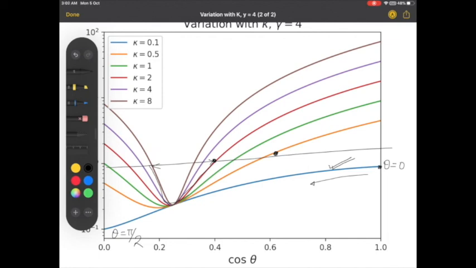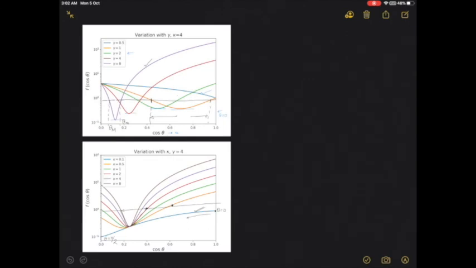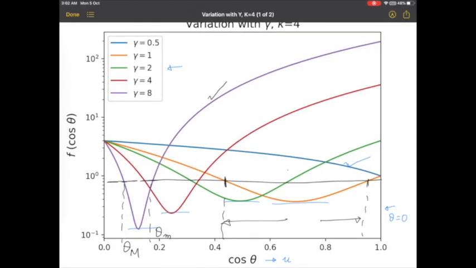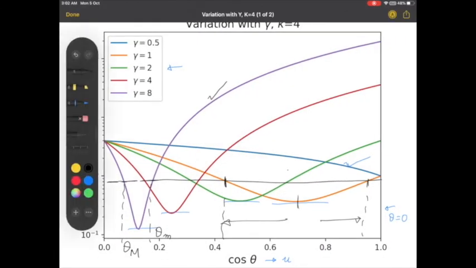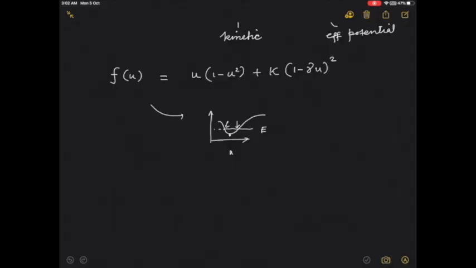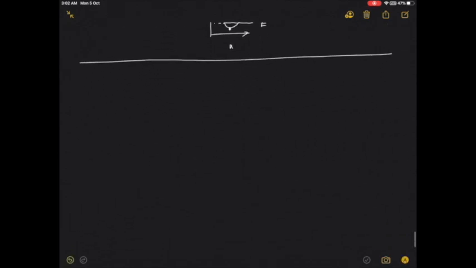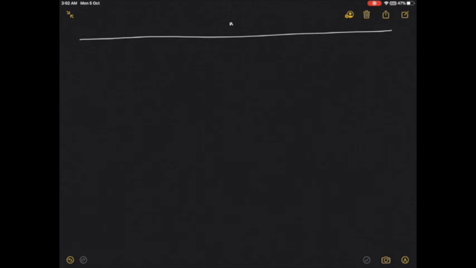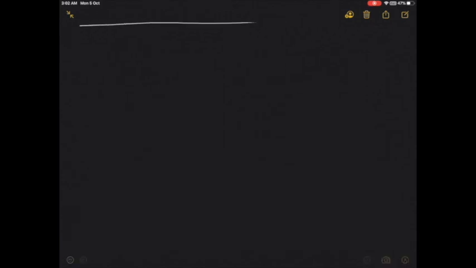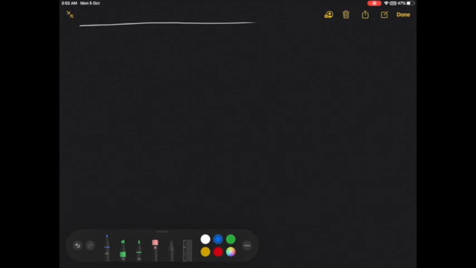What kappa does is it provides the depth of the potential well. In the previous case, you remember what gamma does is provides the width of the potential well as well as where is the minimum. Okay, so keep these things in mind. So that's it. So what happens to this motion? Let us look at the symmetric top once more and see what is its motion.